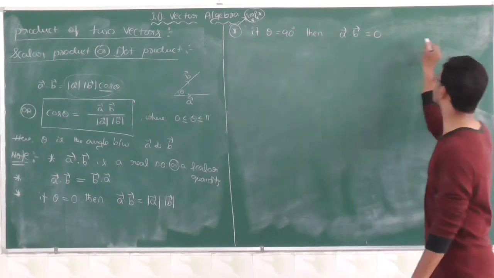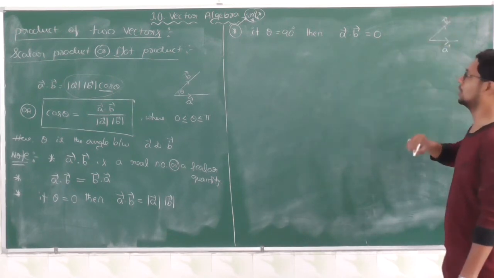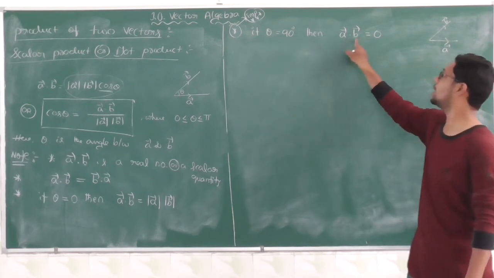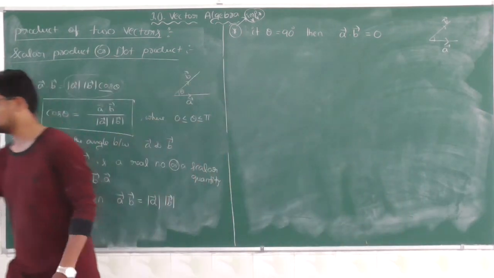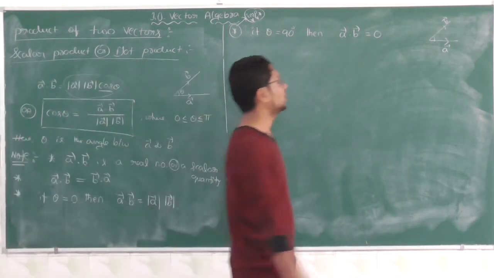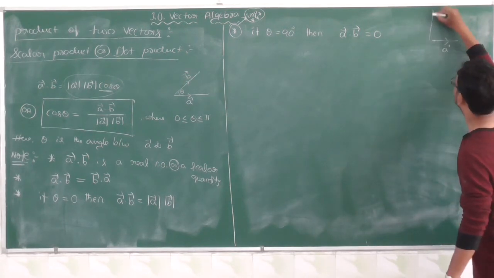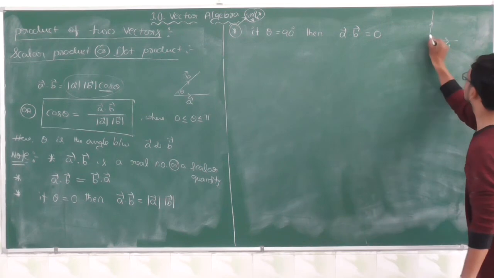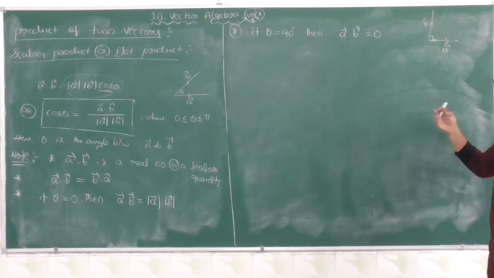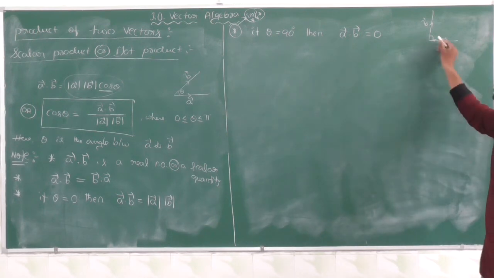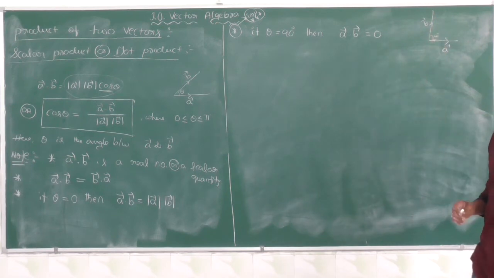Here we have A vector and here we have B vector. If theta is 90 degrees, then A dot B equals 0. Theta equal to 90 degrees is nothing but perpendicular. You just observe, 90 degrees, it will be like this. It is the vector B. A vector and B vector are perpendicular, right?